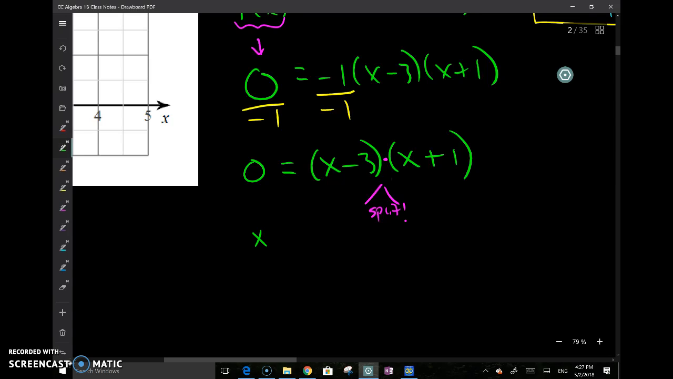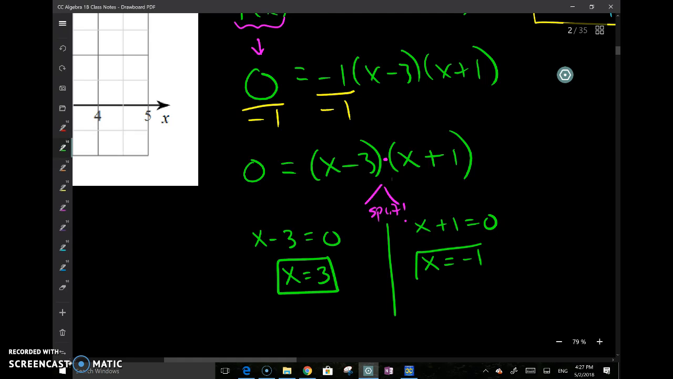So you say, all right, what value of x minus 3, or what number minus 3 would make a 0? And what number plus 1 would make a 0? Now, obviously, 3 minus 3 would be 0, so here the answer is 3. And -1 plus 1 would make 0, so the answer here is -1.